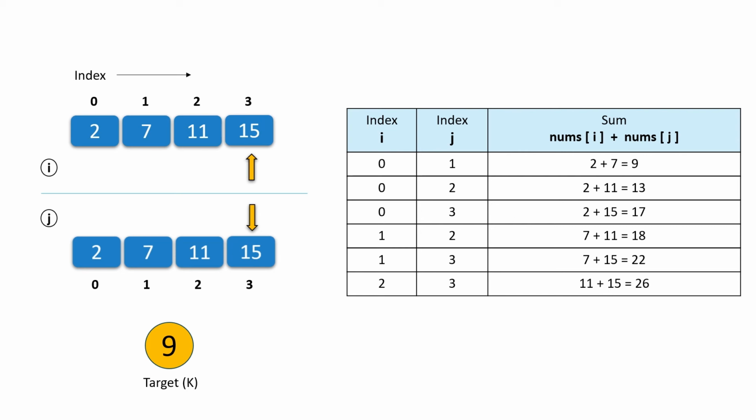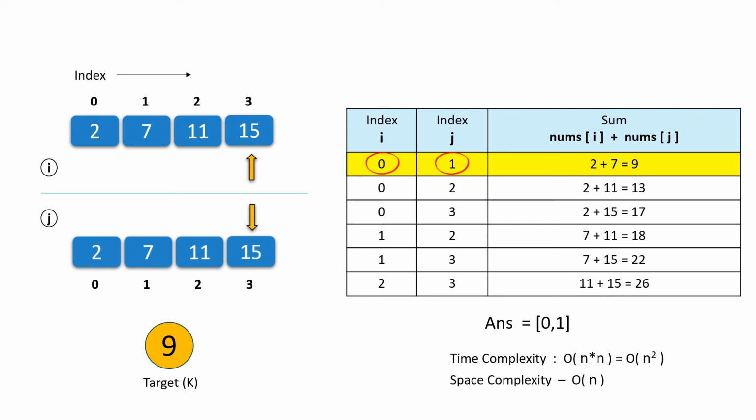Whenever we encounter the sum equal to our target k, we check the indices. In this case, you can see that index 0 and index 1 have values 2 and 7. 2 plus 7 equals 9. Hence our answer is 0, 1, which are their respective indices.